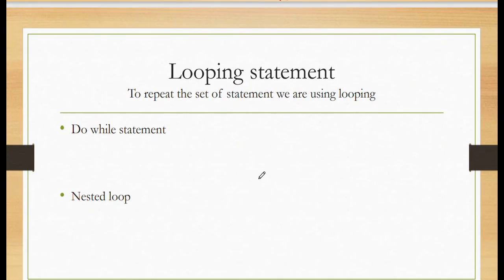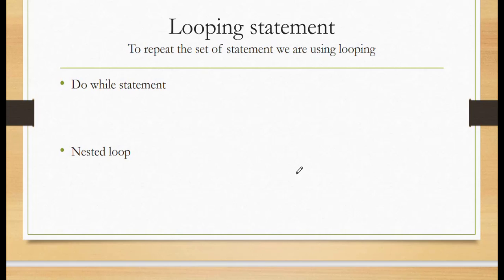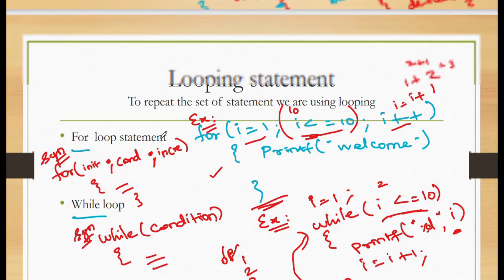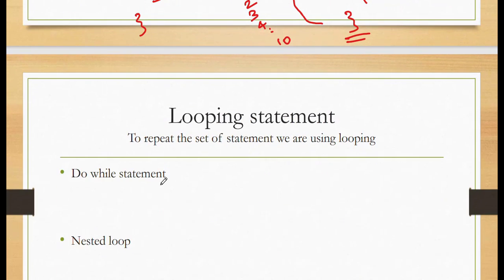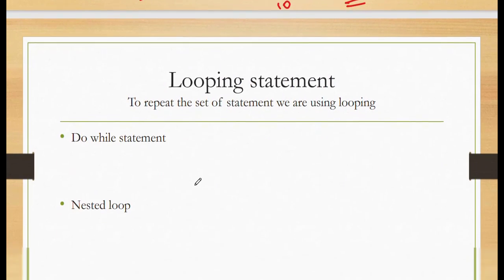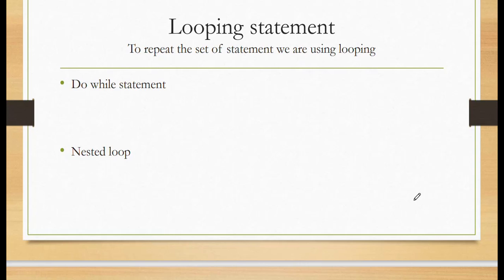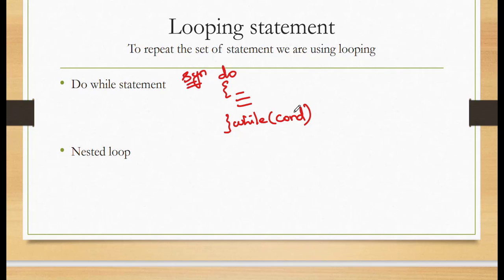Okay. So in looping statements there are 4. One is the for loop, another one is the while loop, another one is the do while statement, and another one is the nested loop statement. Now do while. The syntax for do while is: do, set of statements, and while, check the condition. Okay, so this is the syntax for the do while statement.